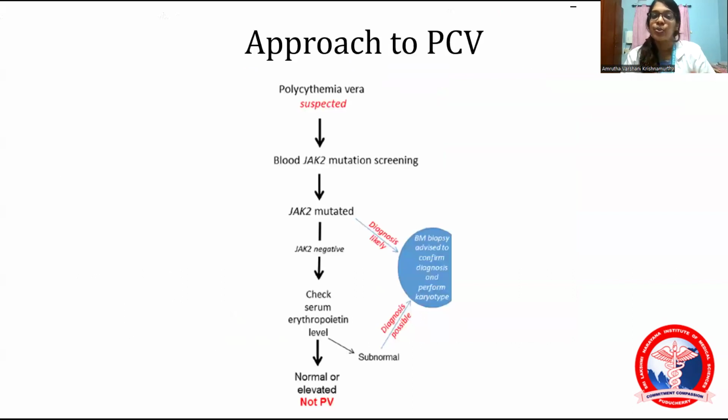So once the JAK2 mutation test is done, if JAK2 is mutated, then we directly go ahead with bone marrow biopsy. If it is negative, we can also do exon 12 as well as check serum erythropoietin levels. If serum erythropoietin levels are normal or reduced, then again we can go for bone marrow biopsy and confirm the presence of trilineage clonal proliferation of cells in the bone marrow.